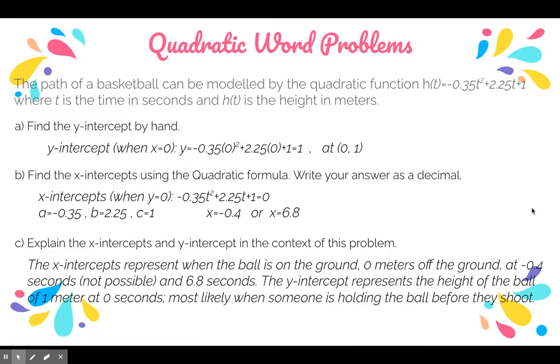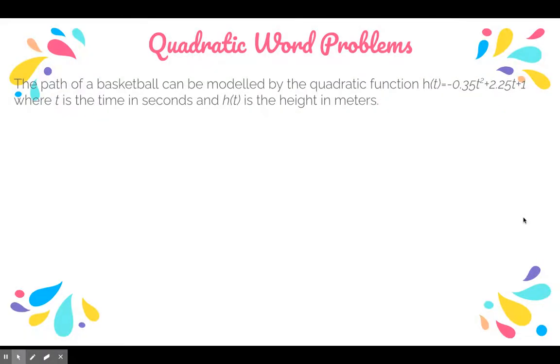Then I'm going to explain them. The x-intercepts represent when the ball is on the ground at 0 meters off the ground, which is at a negative time, not possible, so we can ignore that and just look at the 6.8 seconds. The y-intercept represents the height of the ball of 1 meter at 0 seconds, so most likely when someone's holding the ball up before they shoot it.